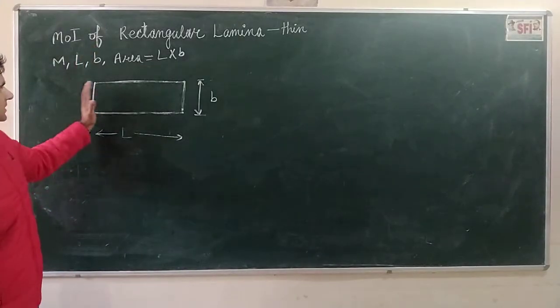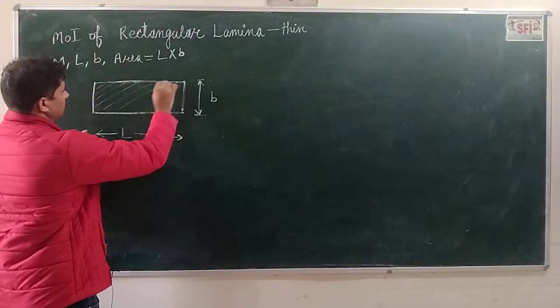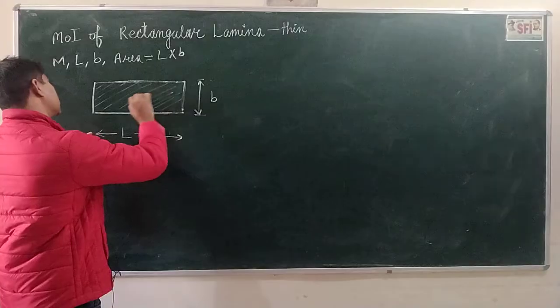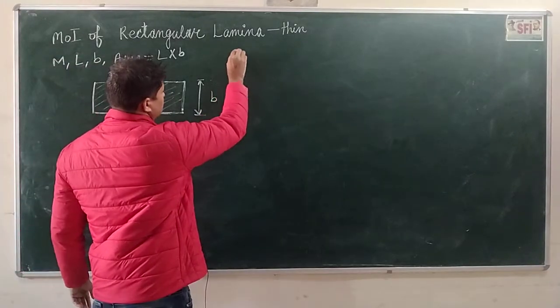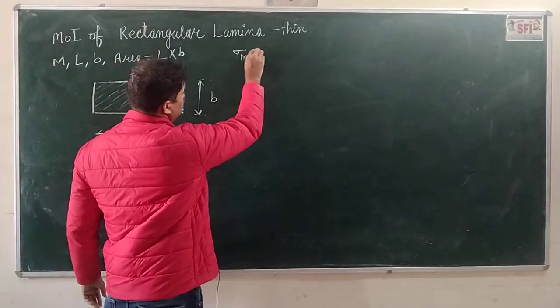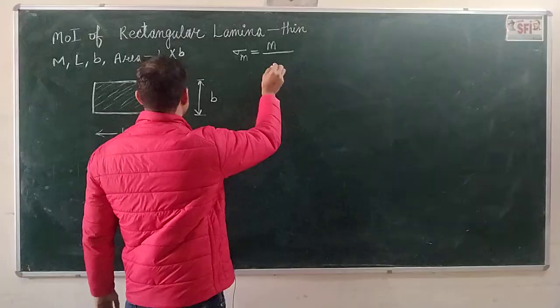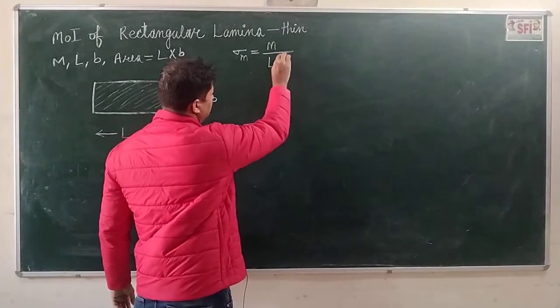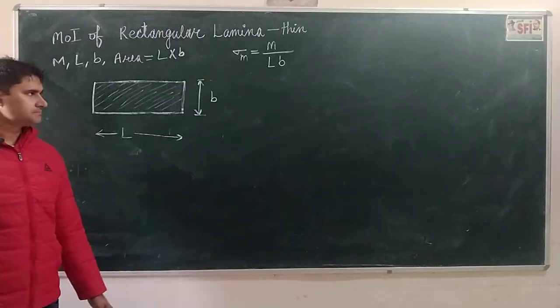You can see here the mass distribution in this rectangular lamina is over a surface. So if you find the surface mass density, then it will be the total mass of the lamina divided by its area, that is capital L into small b. Small b is the width.